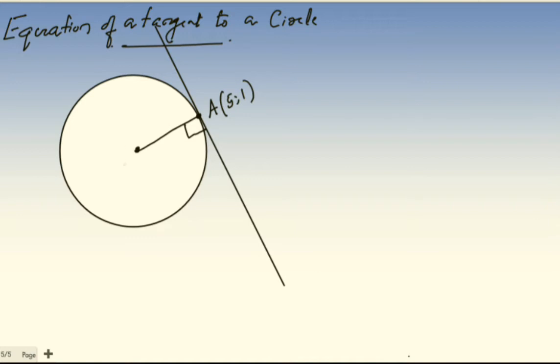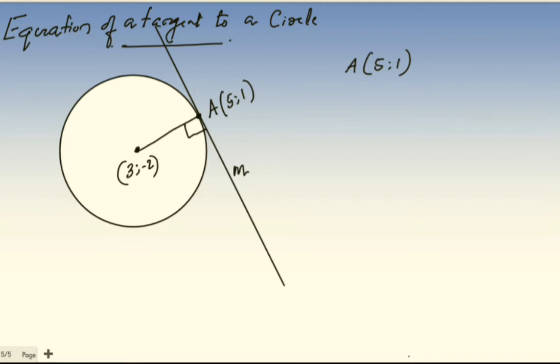Center is 3, minus 2. This is just an example. So here the center is given and the point of contact is also given. So how do you find the equation of the tangent? I told you the tangent is a straight line, so you need only 2 points. Already one point is there. What is that point? Point A, that is 5, 1. Now you have to find the gradient of this tangent, right?